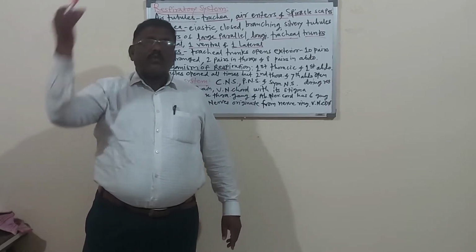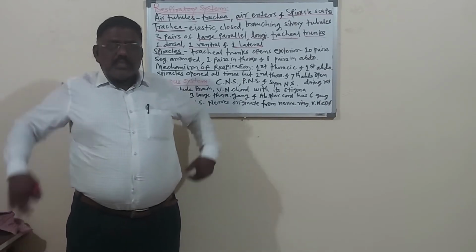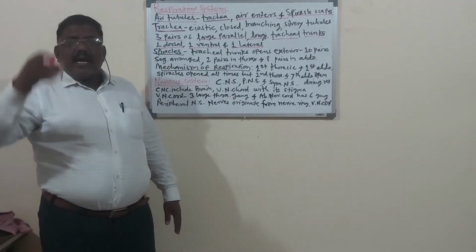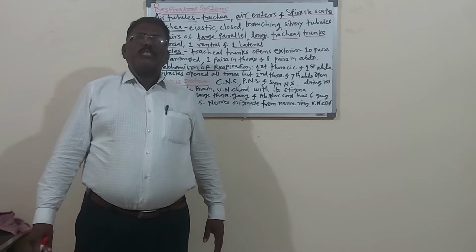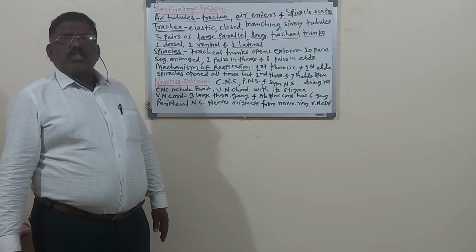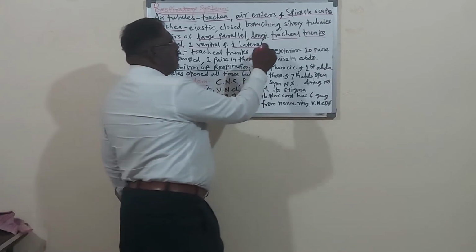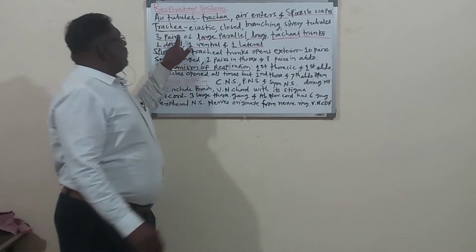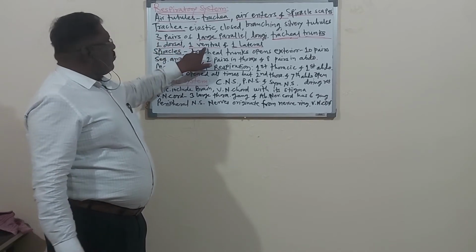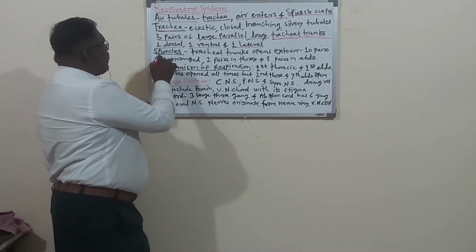The back side is called the dorsal side, the belly side is called the ventral side, and these sides are called the lateral sides. The head side is called the anterior side and the leg or tail side is called the posterior side. So the animal has different sides: anterior, posterior, dorsal, ventral, and two laterals. The tracheal trunks are three pairs: one pair dorsal, one pair ventral, and one pair lateral in position.